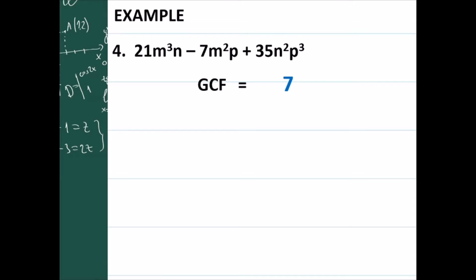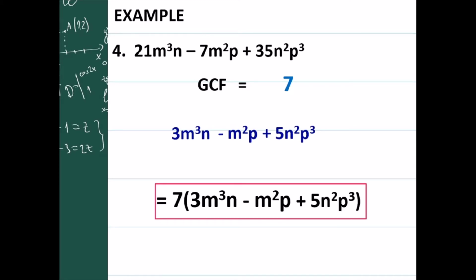Then we divide: 21m cubed n divided by 7 is 3m cubed n. Minus 7m squared p divided by 7 is negative m squared p. Plus 35n squared p cubed divided by 7 is 5n squared p cubed. Therefore, our answer is 7 times the quantity 3m cubed n minus m squared p plus 5n squared p cubed.